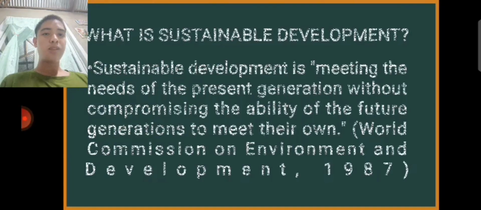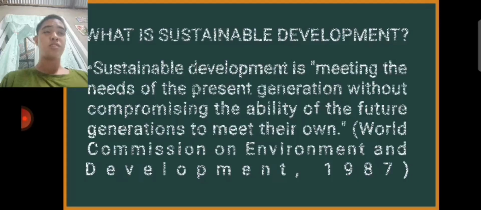So what is sustainable development? Sustainable development, according to the World Commission on Environment and Development in 1987, is meeting the needs of the present generation without compromising the ability of the future generations to meet their own. Basically, it is the need for the present generation to preserve our original resources that have been with us since the beginning, since our predecessors.